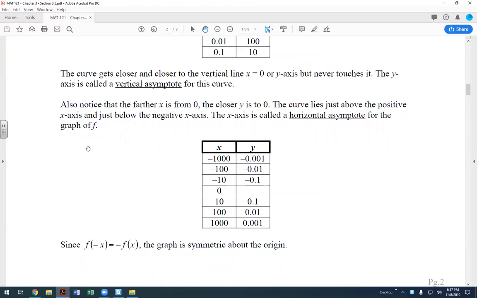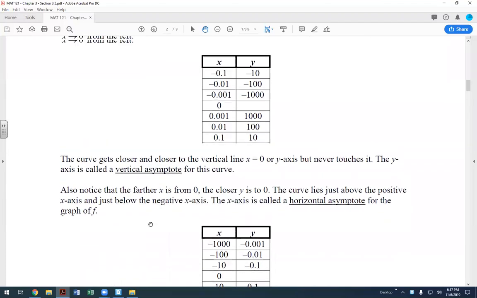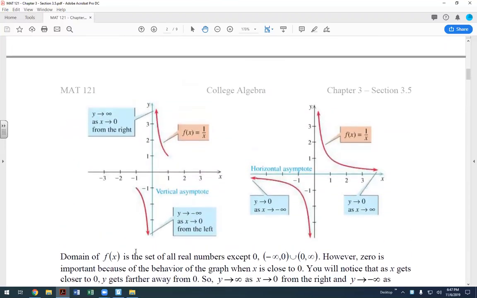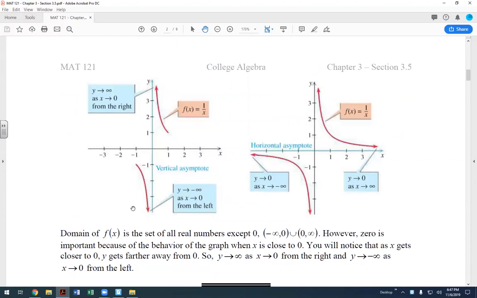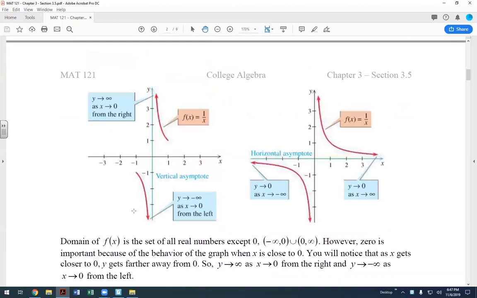So the closer we try to get to the y-axis... Okay, hold on a second. Sorry, we're getting closer to 0 on the y value, not the y-axis. We're getting closer to 0 on the y value, which means we're trying to get closer to the x-axis, and of course we start going towards -infinity and +infinity.